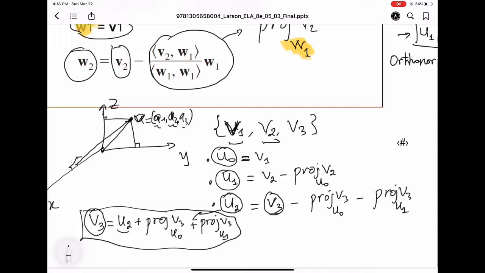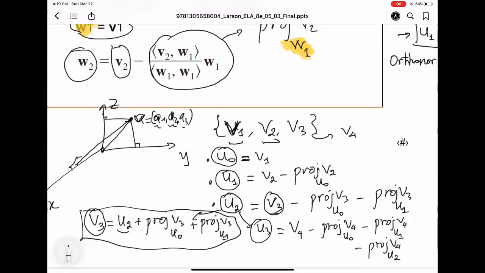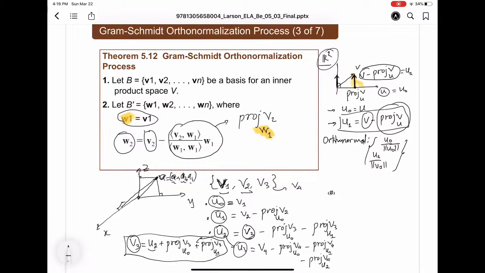If you move to the higher-dimensional case, like if you have one more, V4, you do almost the same thing. You have U0, U1, U2, and then you can make U3, which is equal to V4 minus the orthogonal projection of V4 on U0, minus the orthogonal projection of V4 on U1, and minus the orthogonal projection of V4 on U2. And then you can generalize this to any n. Make sense? So that is the whole idea of the so-called Gram-Schmidt orthonormalization process.